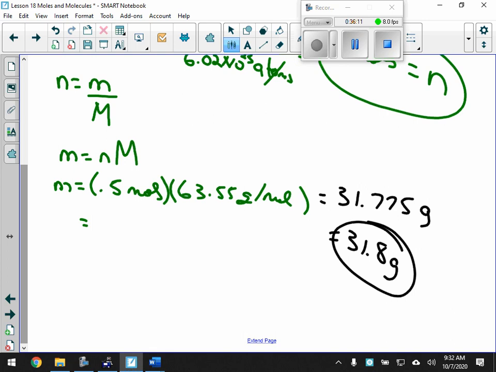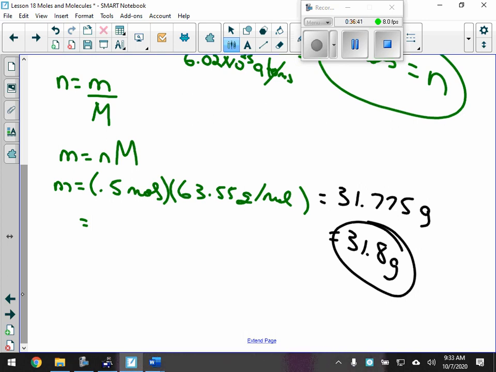Again, all you're really doing is converting units. Before, when we asked about the kilograms question, kilograms to grams, we multiplied by 1,000. That's a ratio kind of thing, and that's what we're doing here. We're changing 31.8 grams into half a mole into 3.01 times 10 to the 23 atoms, or vice versa, 3.01 times 10 to the 23 atoms into half a mole into 31.8 grams.